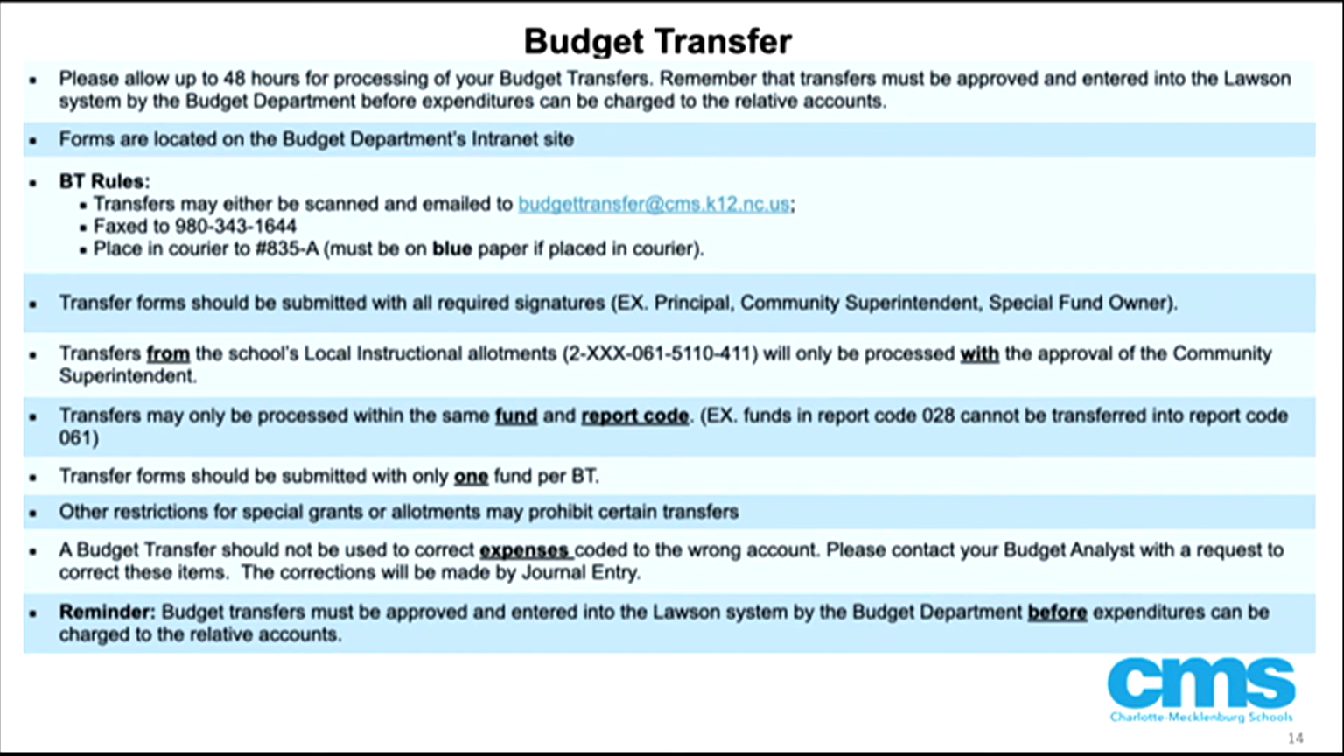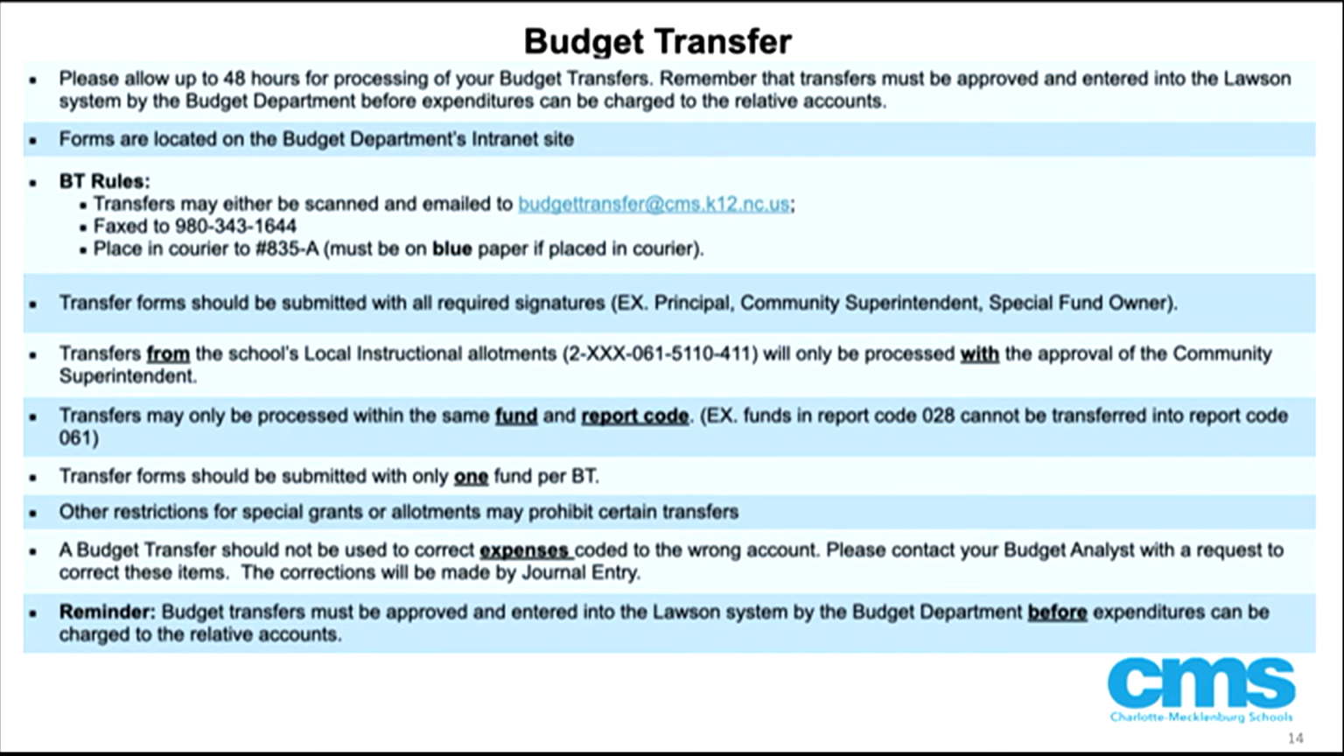A budget transfer. Here are some steps for the budget transfer. Please allow us 48 hours to process your budget transfer. That means when you send it, it may not get processed the first day due to the volume that's coming in. But just remember some budget transfer rules.